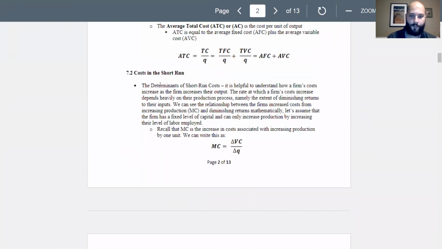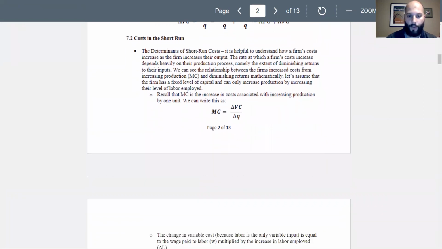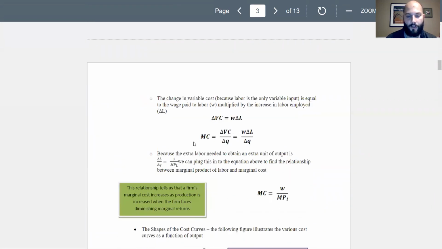Let's assume for now capital is fixed, right? We have just a set factory or a set plot of land. So if we want to produce more, it's going to cost us more to produce. We're going to have to hire more inputs to produce more output. What can we hire? We can't hire more capital, that's fixed. We can hire more labor.